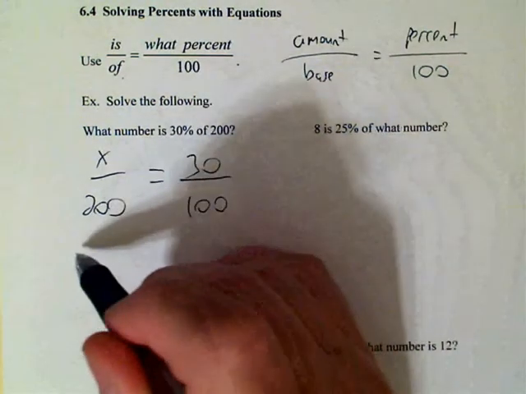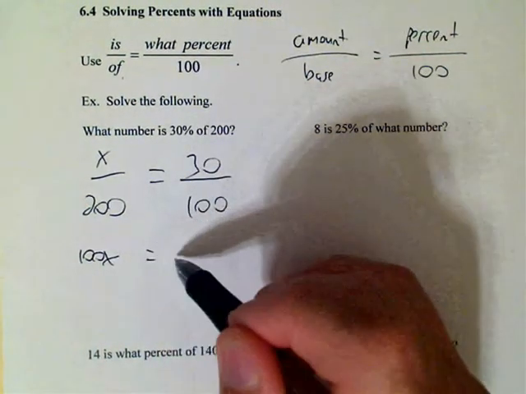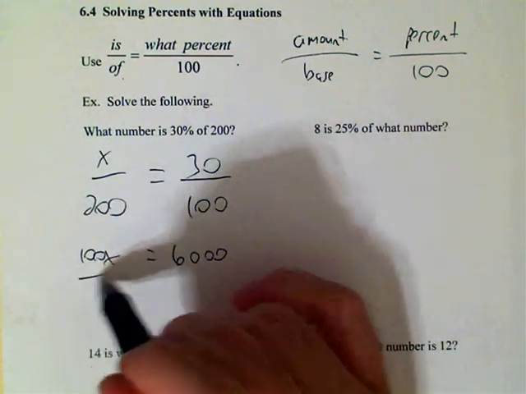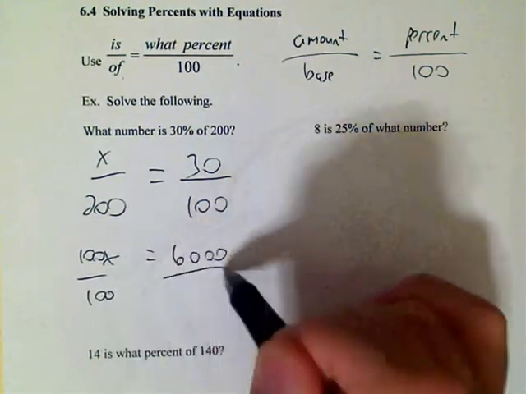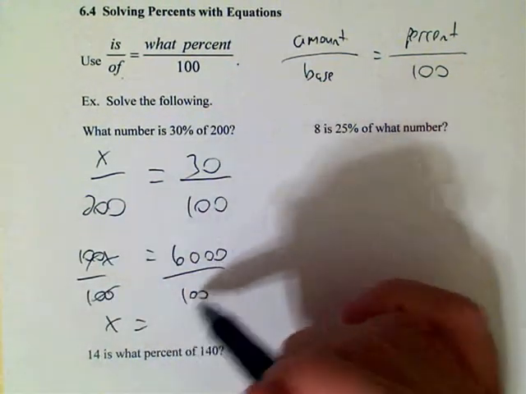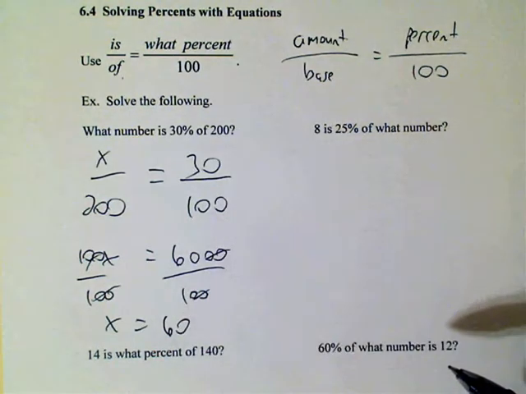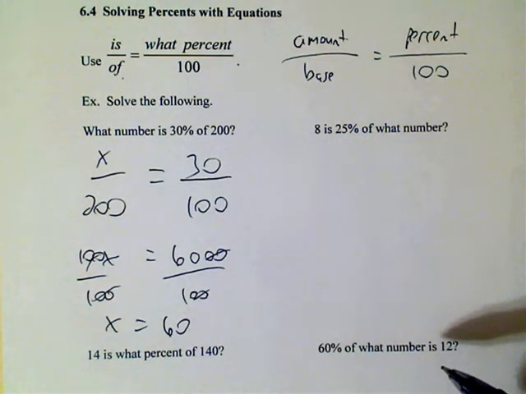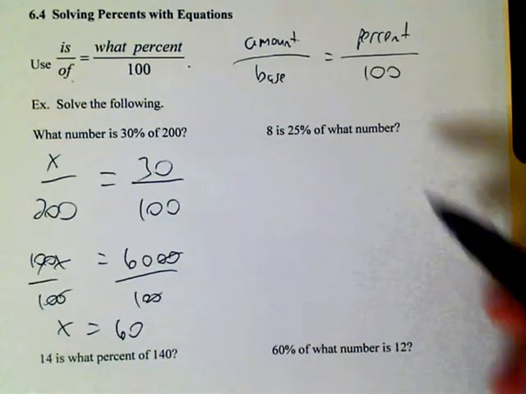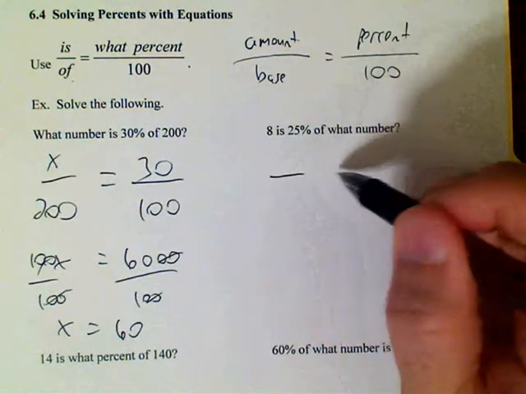X times 100 is 100x. 200 times 30 is 6,000. To get the x by itself, we divide by 100. And it leaves, watch this, an answer of 60. That's how I'm going to do all of these, because they're all going to have the same types of words. They're just rearranged, but they have the same words. Is a percent.